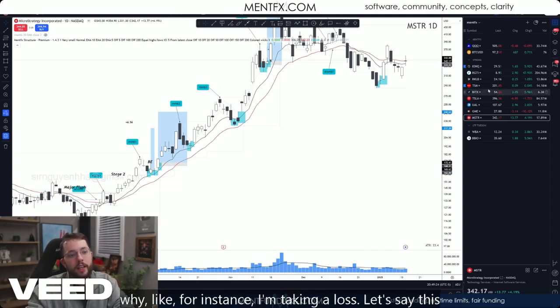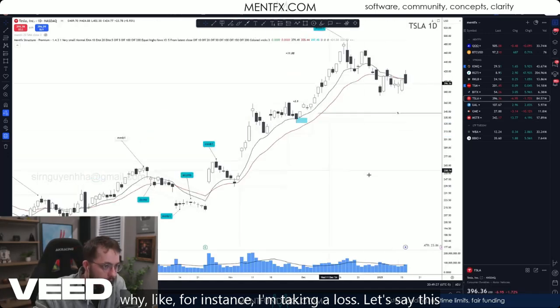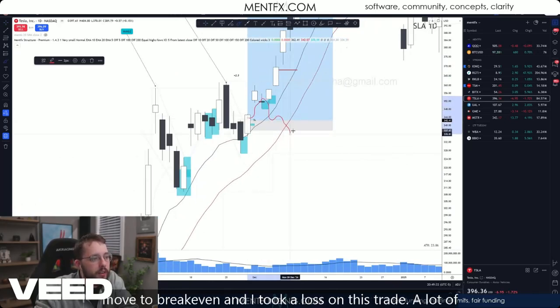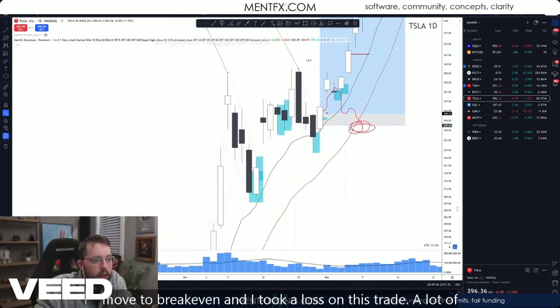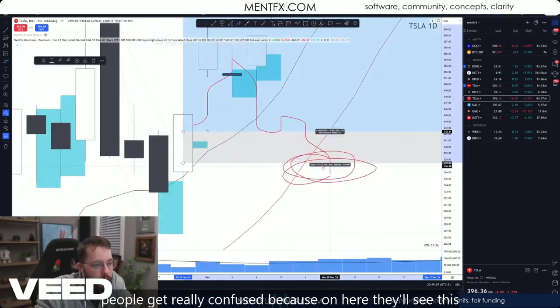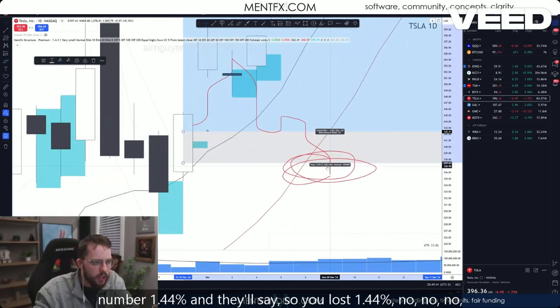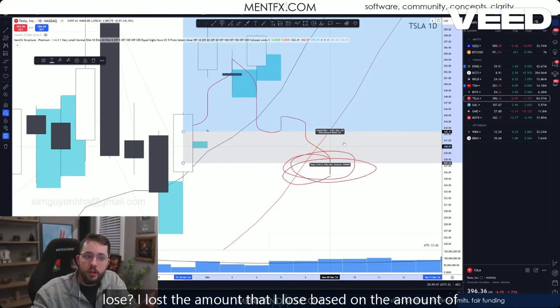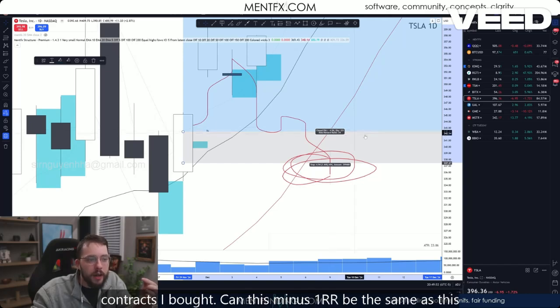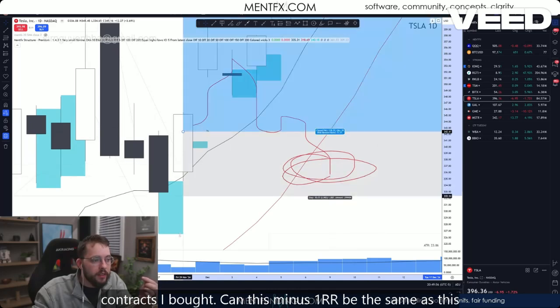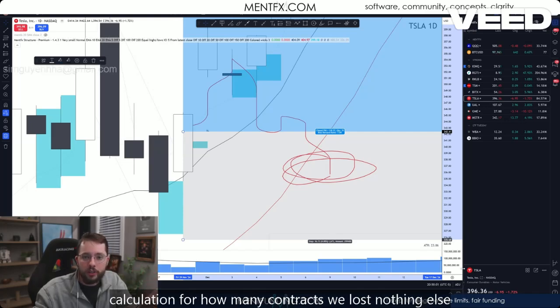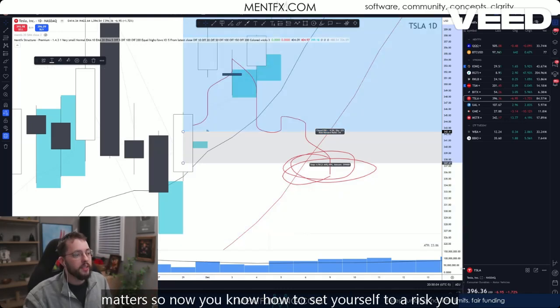Very important. So that is why, for instance, if I'm trading Tesla, like I did, and I'm taking a loss. Let's say this trade went up and then came back, and maybe let's say I didn't move to break even and I took a loss on this trade. A lot of people get really confused because on here they'll see this number, 1.44%, and they'll say, so you lost 1.44%. No, right? We don't care about that anymore. How much did I lose? I lost the amount that I lose based on the amount of contracts I bought. Can this -1 RR be the same as this being -1 RR? Yes. Why? Because of the calculation for how many contracts we lost. Nothing else matters.